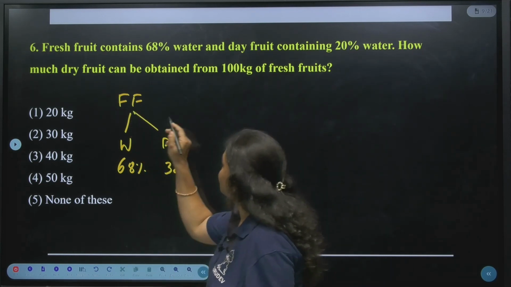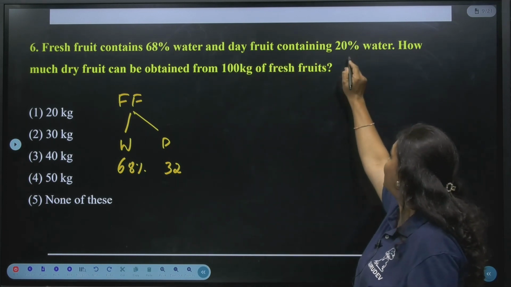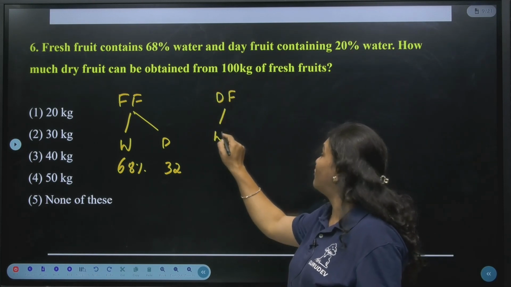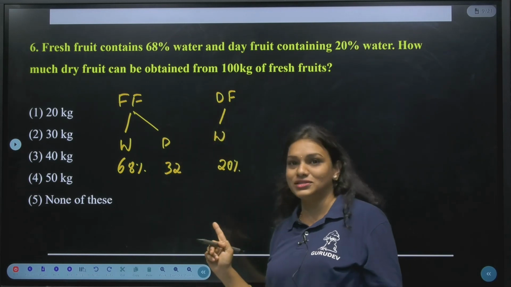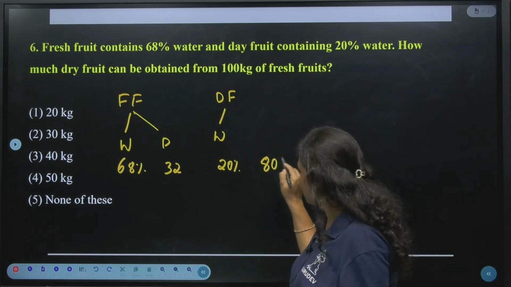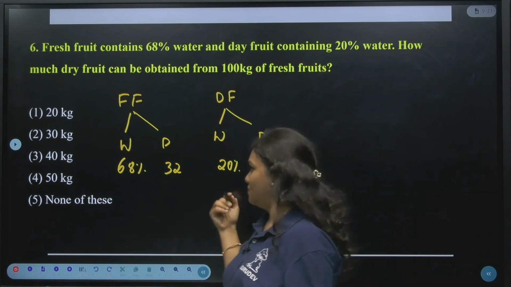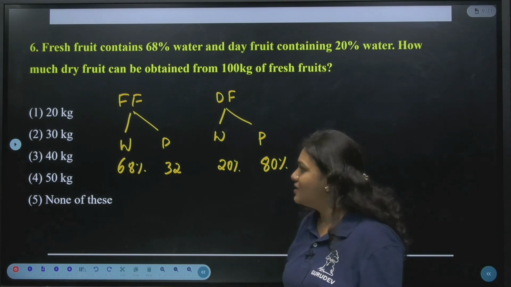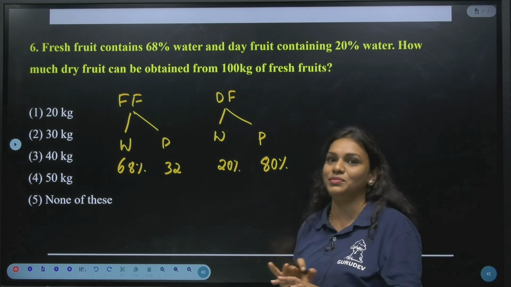Similarly, dry fruit contains 20% water. So in the case of dry fruit, the water quantity is 20%. Out of 100, 20% is water, so what is left? 80% is remaining, so the 80% is pulp. Please go through the previous class video once again, guys. As we know, as water evaporates, the pulp quantity remains constant.